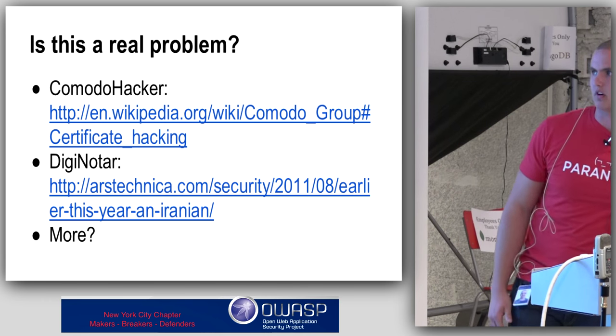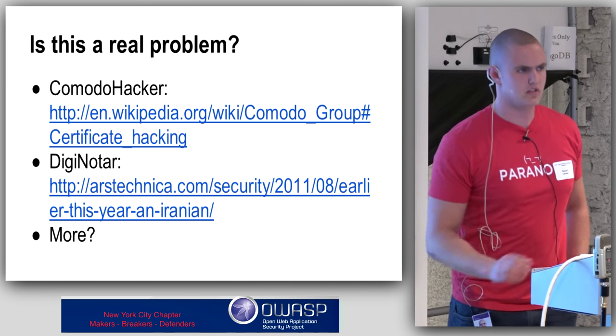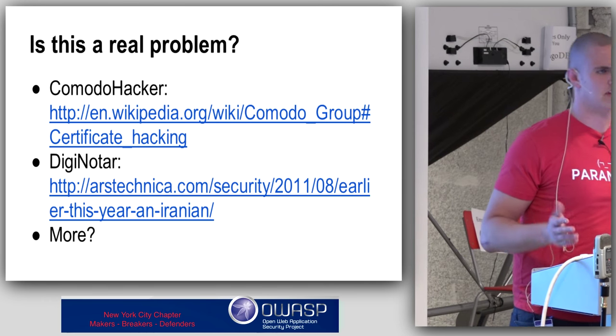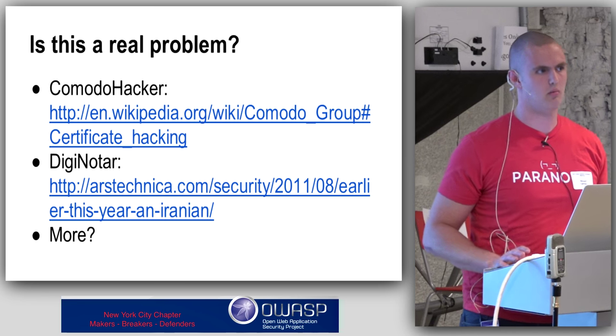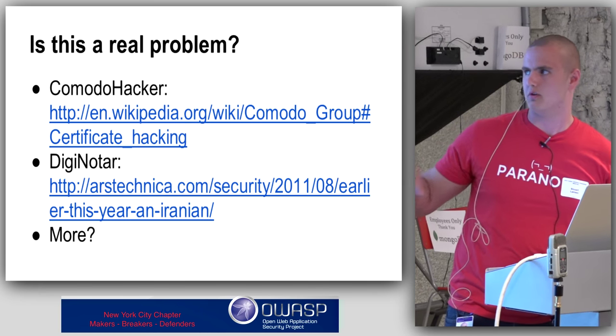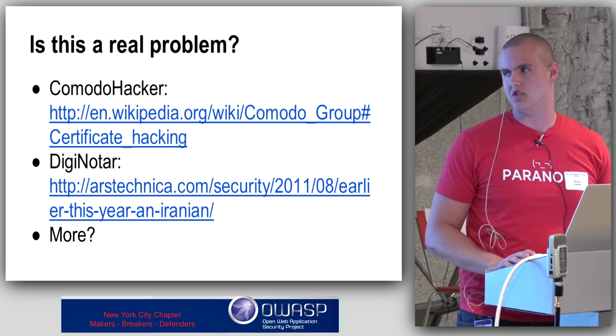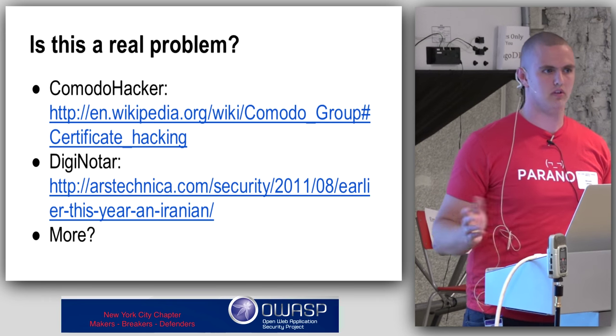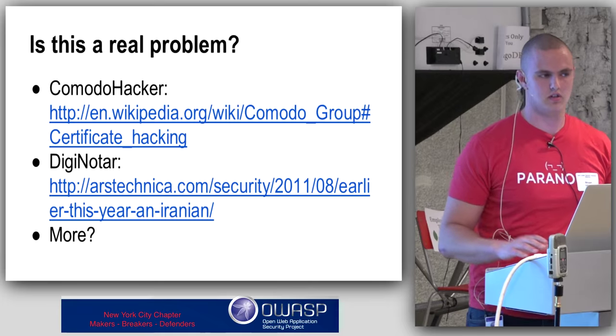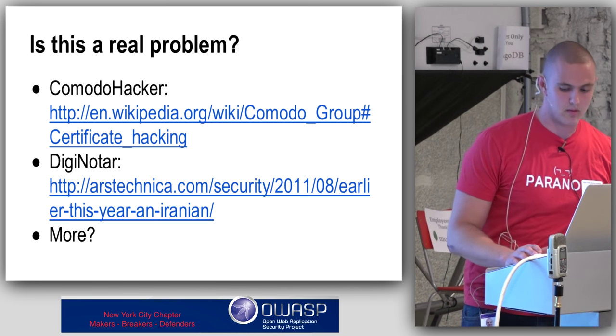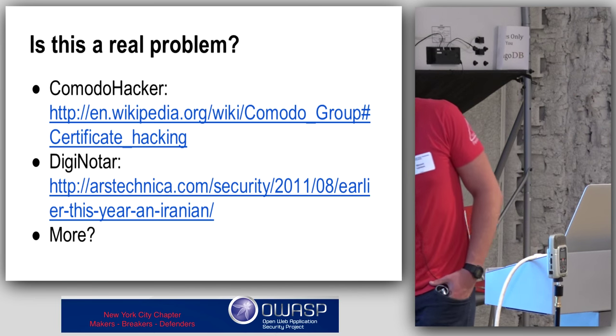Two notable examples are the Komodo hacker, an incident back in 2011, where I think nine CSRs were signed off on by a CA related to Komodo. And then back in 2011 again, there was DigiNotar, a Dutch CA that was completely compromised, and a bunch of different CSRs were signed off on. So this has happened before, and it's probably still happening now.